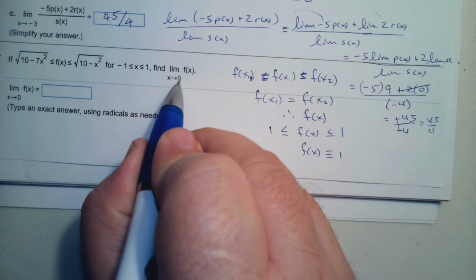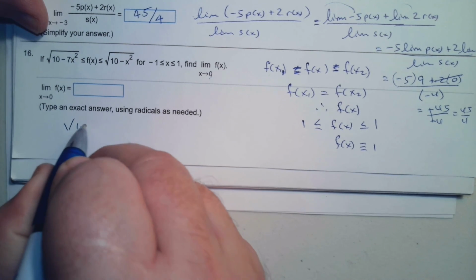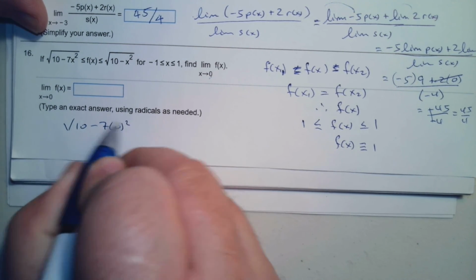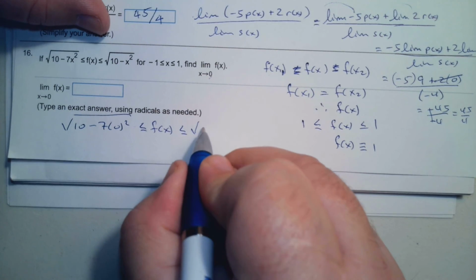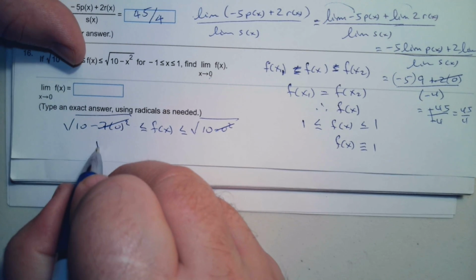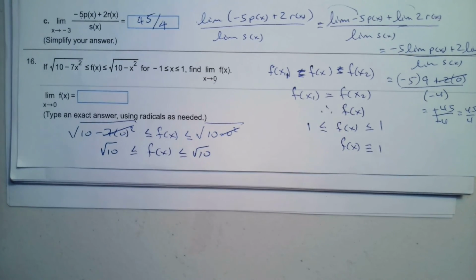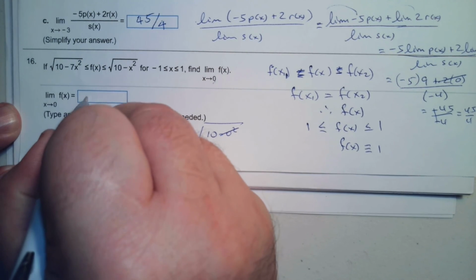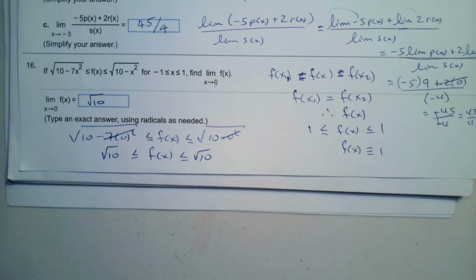So let's see. We do it at x equals 0. So we have 10 minus 7 times 0 squared, and radical 10 minus 0 squared. That's 0, that's 0, so radical 10. So the only thing that tells us then is the limit equals radical 10, because it's the squeeze theorem. Alright, good luck everybody. See you in the next section.